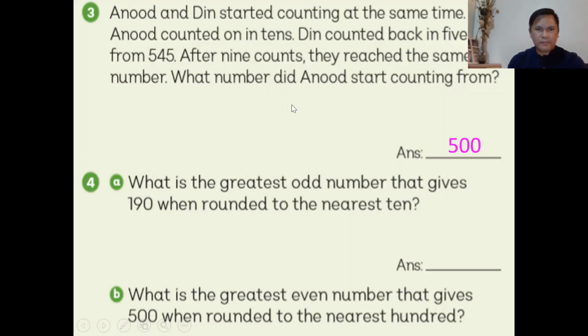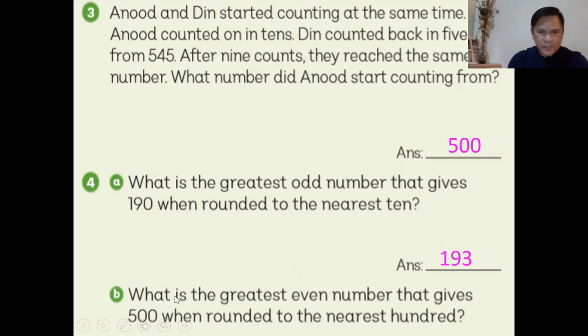Anod starts from 500, counting on in tens, and Dean counts back in 5 from 545. So they start from 545 backwards, 540, and so on, up to 500. Next, what is the greatest odd number that gives 190 when rounded to the nearest 10? So what odd numbers round to the nearest 10? Okay, the nearest 10 is 9. The nearest 10 is, next to 9 is 0. So the answer is 19.